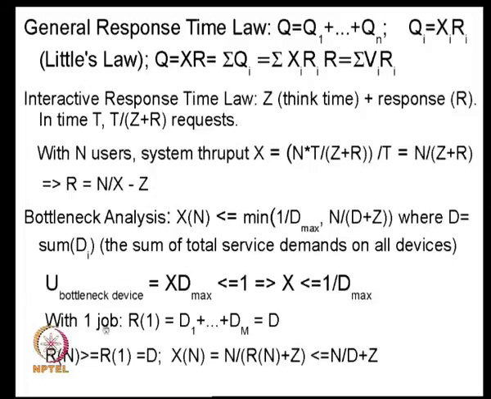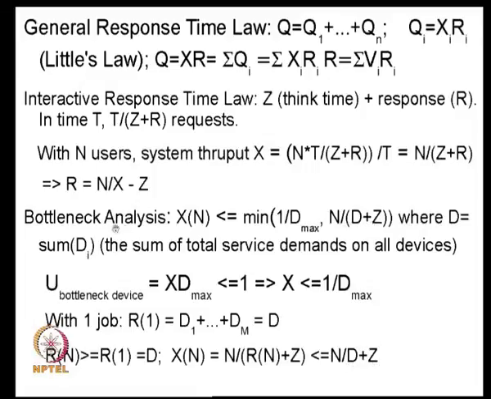If you take only one job, there are no queues, because there is only one job. Therefore, the response time is simply the sum of the service demands at each station, D = D1 + D2 + etc. Whereas if I have n jobs, the response time has to be at least the response time for a single job, which is D. So X(n) = n / (R(n) + Z), and R(n) is greater than or equal to D. So X(n) is less than or equal to n / (D + Z). That is why you get this min on this.